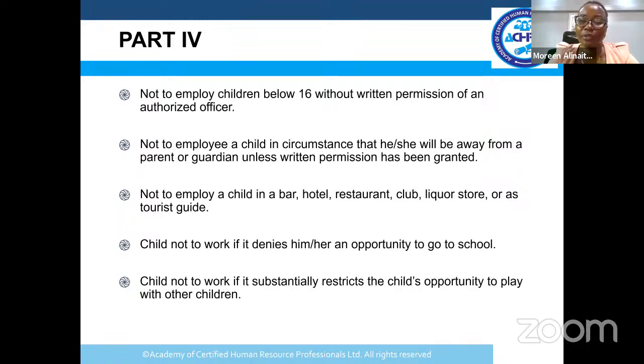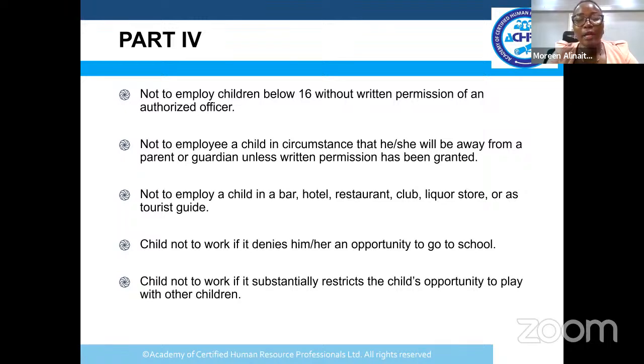And if that child is to be employed, you're not to employ the child in circumstances that he or she will be away from a parent or a guardian unless written permission has been granted. This is a very tricky one. Because if you think of it, if somebody is below 18, why are they seeking employment, even with the permission of their parents? That brings us to another aspect of the law whereby the law limits exploitation of children and child labor. There's a very thin line between getting permission from a guardian and subjecting a child to child labor.